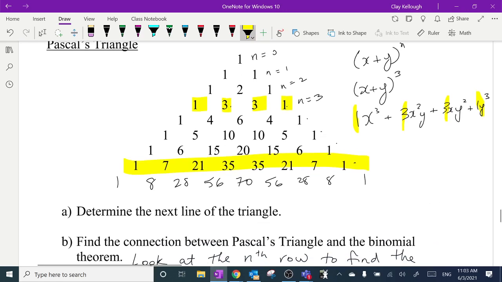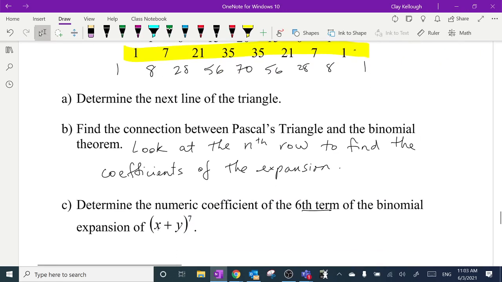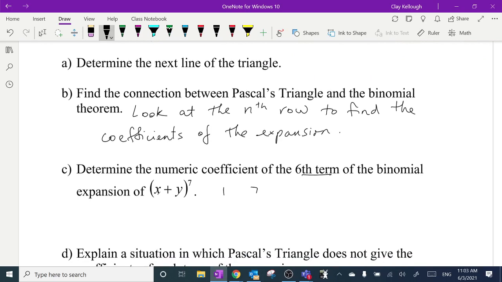And my coefficients are 1, 7, 21, 35, and then another 35, and then a 21. So there's the coefficient on the first term, second term, third term, fourth term, fifth term, sixth term. And of course I didn't really finish it, but after 21 it goes to 7, then 1 again. So that's the one that I want. So the numeric coefficient of the 6th term is 21. Pascal's triangle tells me that.